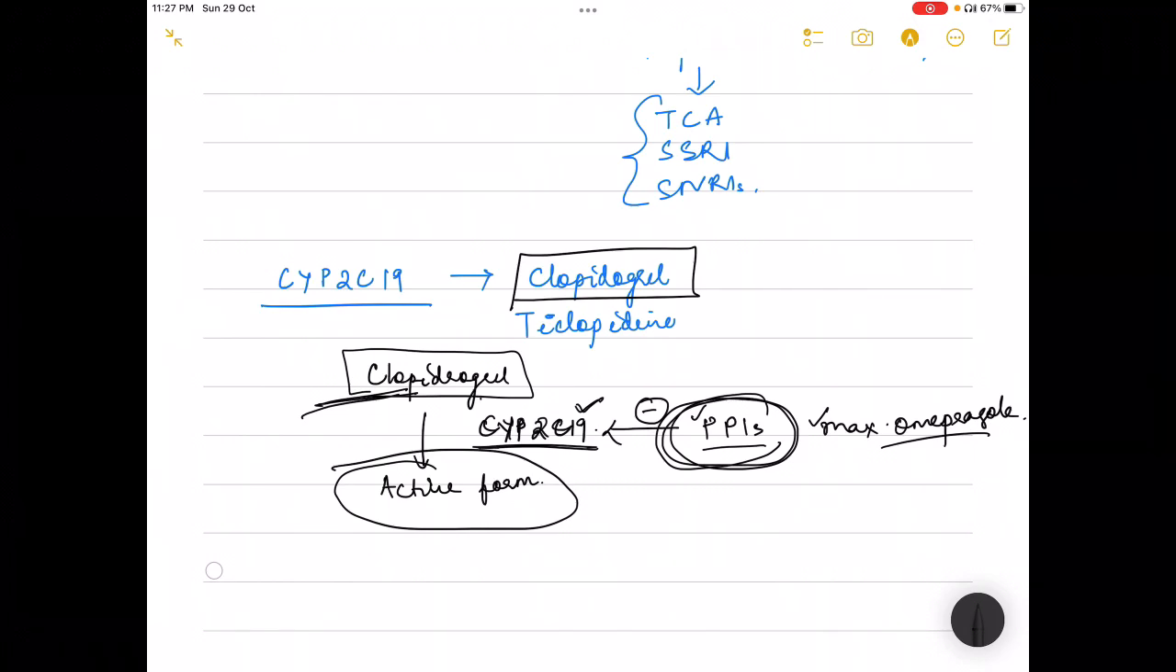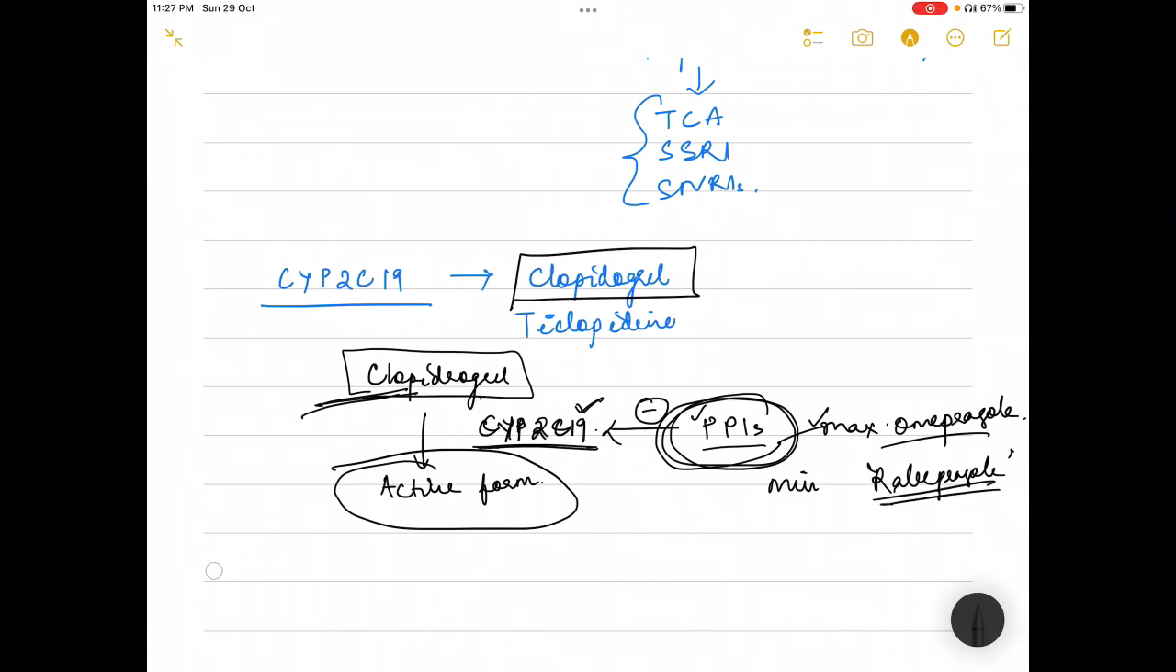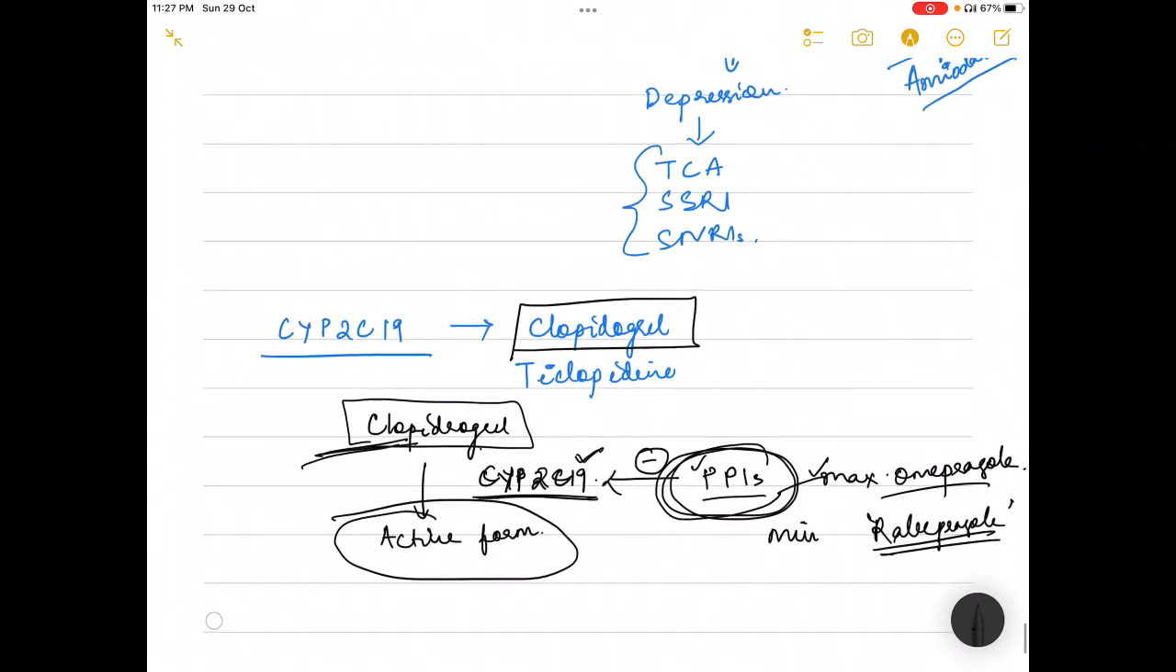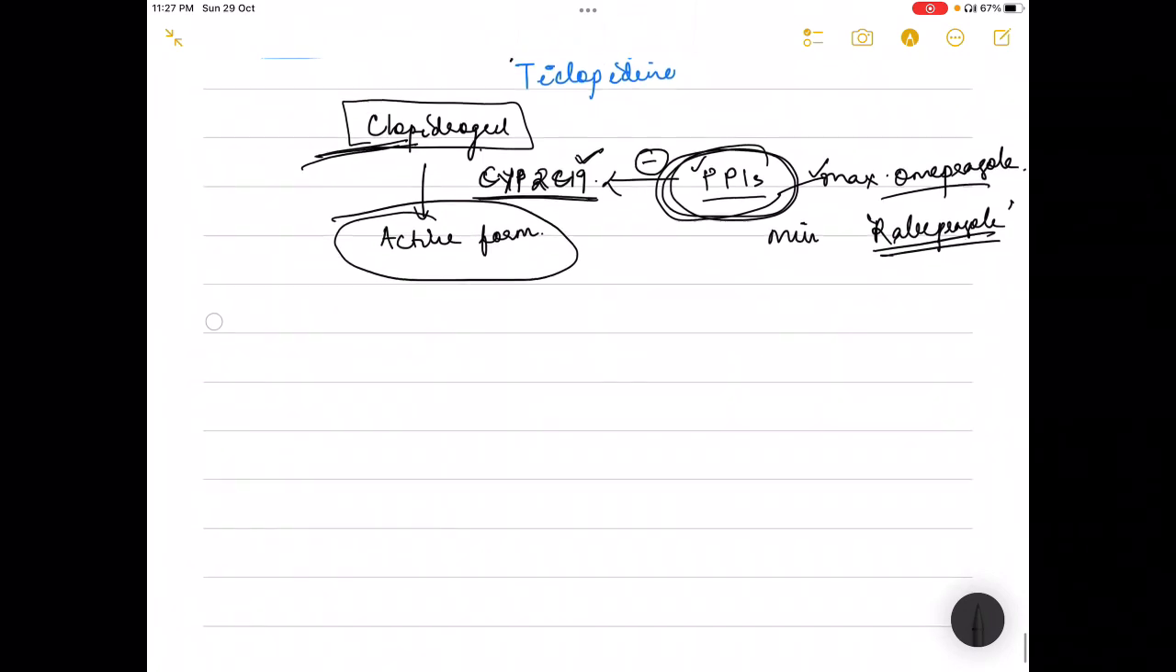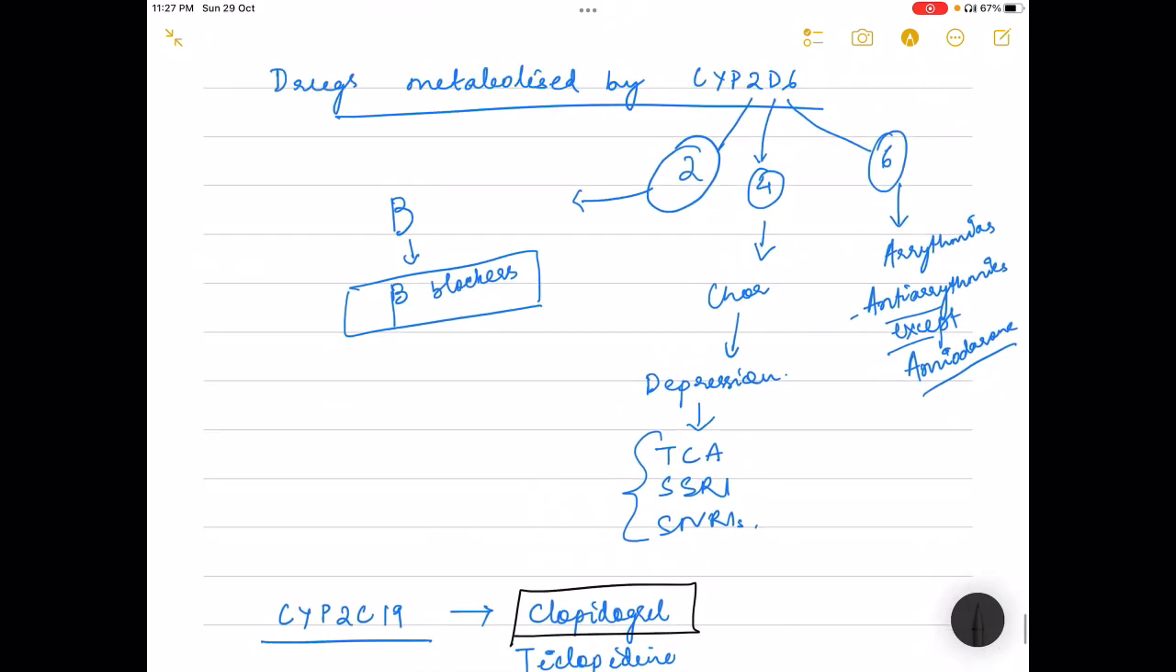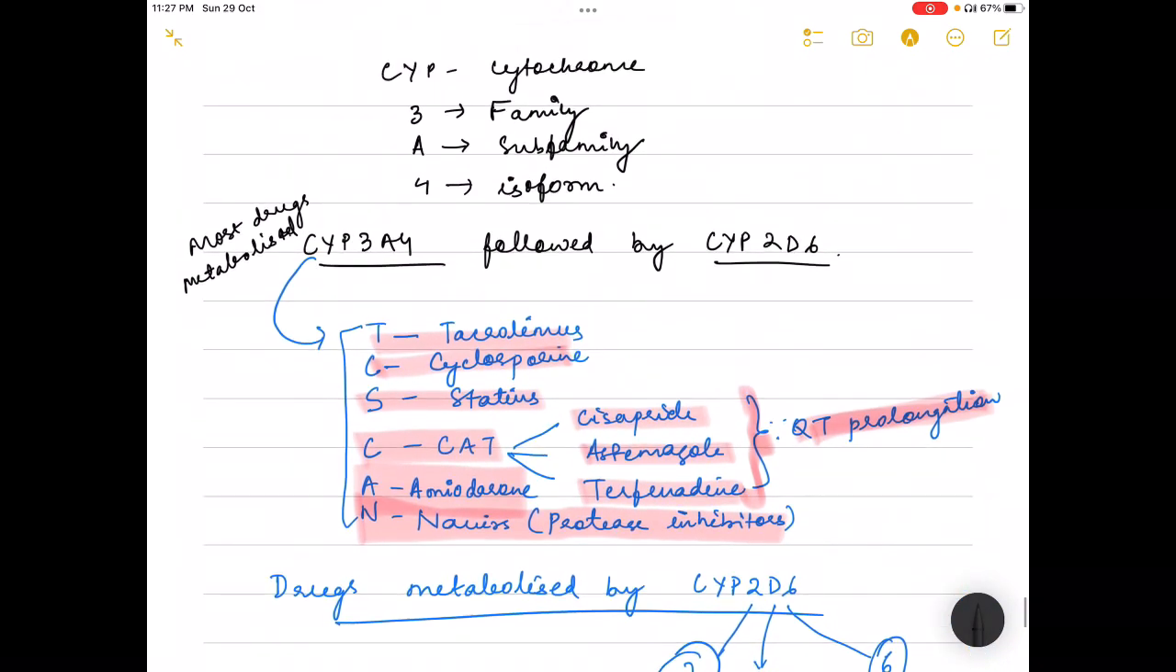Okay, and this inhibition is maximum by omeprazole and minimum by rabeprazole. So if at all you need to prescribe PPIs to a patient who is taking clopidogrel, then you will have to give rabeprazole and not omeprazole. Okay. So this was all about the cytochrome enzymes. So this completes the metabolism chapter.